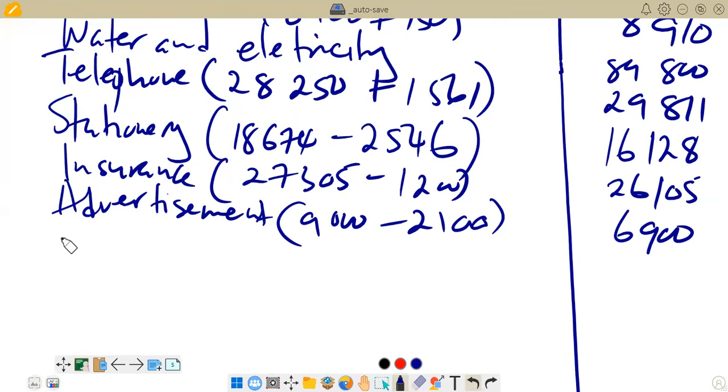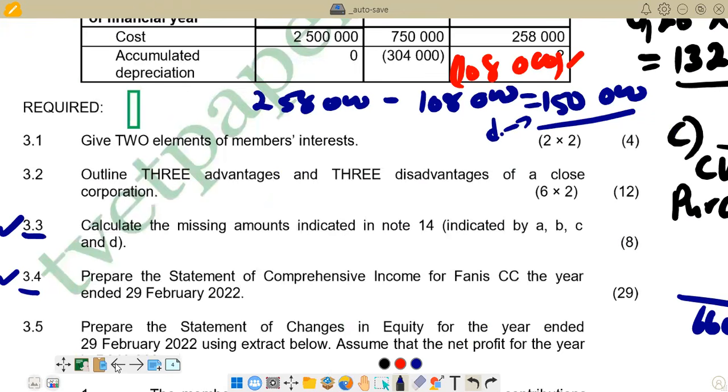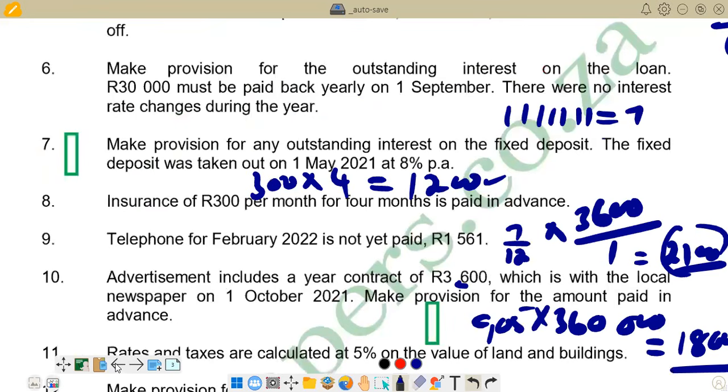So here we've got discount allowed, 1,800. And then lastly, we have the issue of depreciation. And we go to the question to find out what do we have in terms of depreciation. We've got information that is explaining about that depreciation. We go down.